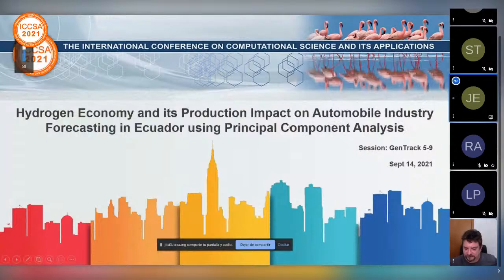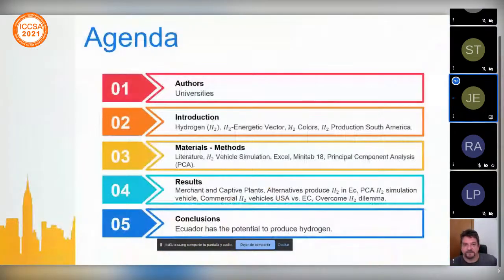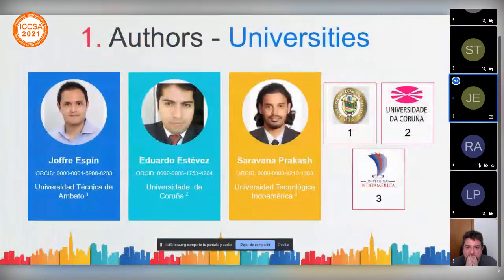Okay, so let's start with what we are going to talk about. First, about the authors, second, introduction, third, materials and methods used, then the results, and finally, the conclusions. So who are the authors and universities involved? In my case, Geoffrey Spin from Universidad Técnica de Ambato here in Ecuador, Eduardo Esteves from Universidad da Coruña, and Saravana Prakash Thirumuruganandam from Universidad Tecnológica Indoamérica.